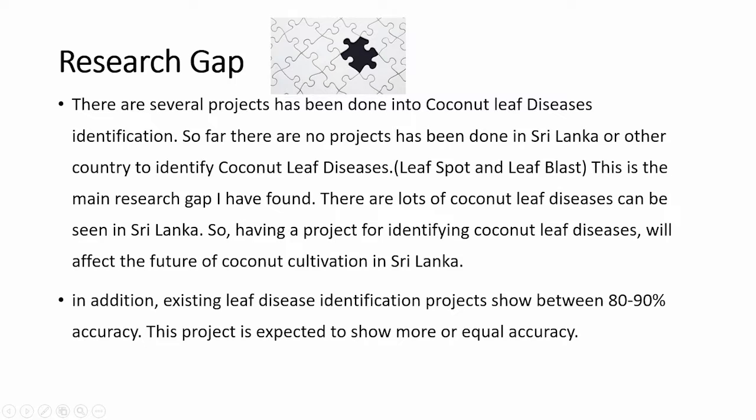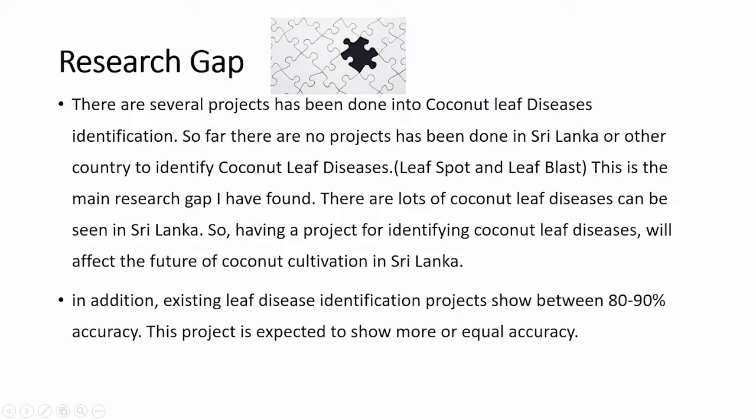In addition, existing leaf disease identification projects show between 80 to 90% accuracy. This project is expected to show more or equal accuracy. The existing systems are divided into two parts and documented in the literature review chapter. These are SVM based and ANN or deep learning based projects.